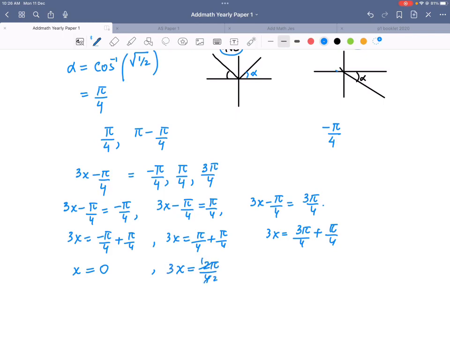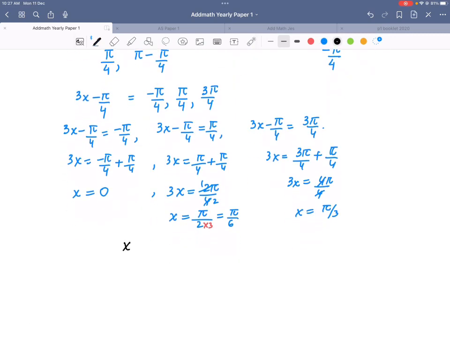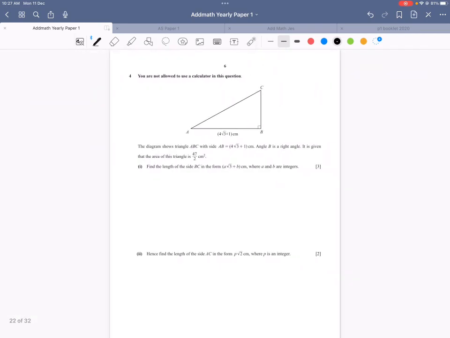That will be 2 ones are 2, 2 twos are 4. So 3x equals pi over 2, and that 3 multiplies here, so you will get x equals pi over 6, right? And this one, 3x equals 3 pi plus pi, 4 pi over 4, 4 and 4 cancel, and x equals pi over 3. So the final answers for x are x equals 0, comma, pi over 6, comma, pi over 3. These are the 3 possible answers for x. That is your answer. Alright, next one.